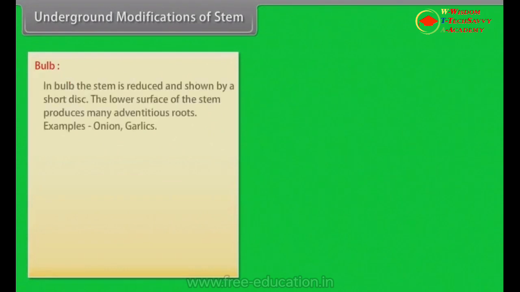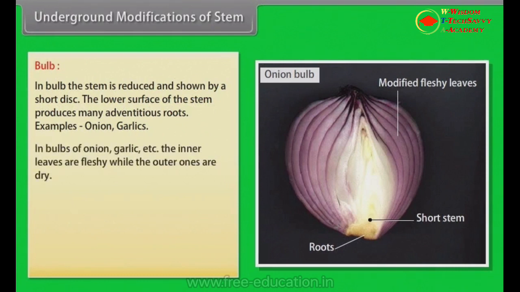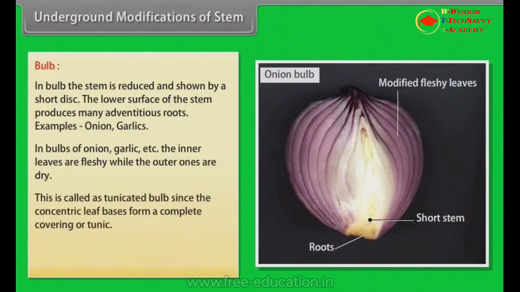Bulb. In bulb, the stem is reduced and shown by a short disc. The lower surface of the stem produces many adventitious roots. Examples: onion, garlic. In bulbs of onion, garlic, etc., the inner leaves are fleshy while the outer ones are dry. This is called a tunicated bulb, since the concentric leaf bases form a complete covering or tunic. The apical bud of the bulb produces shoot.